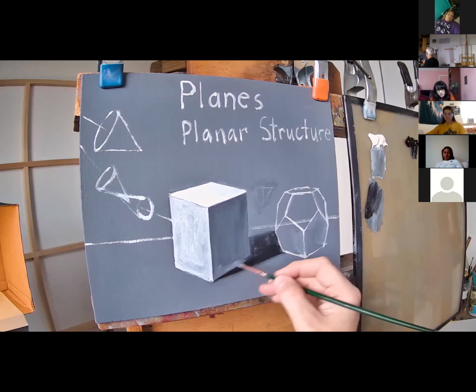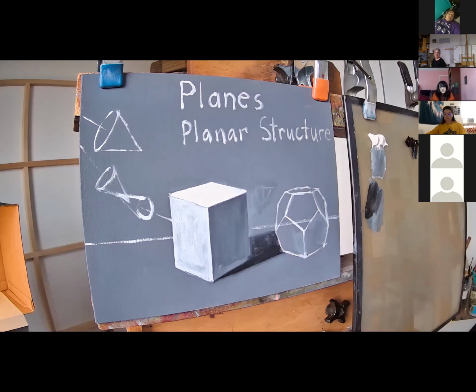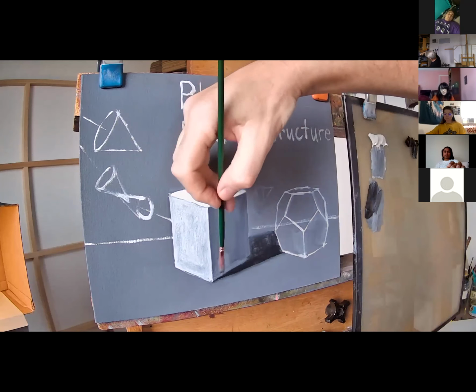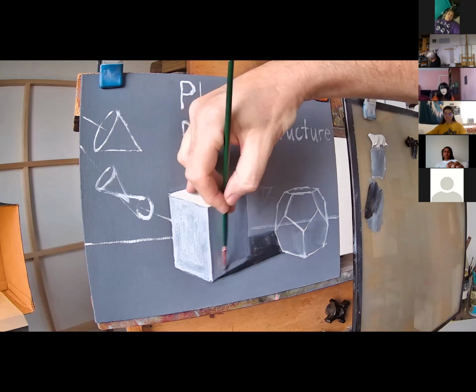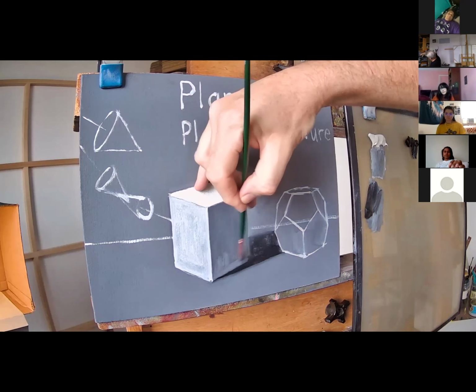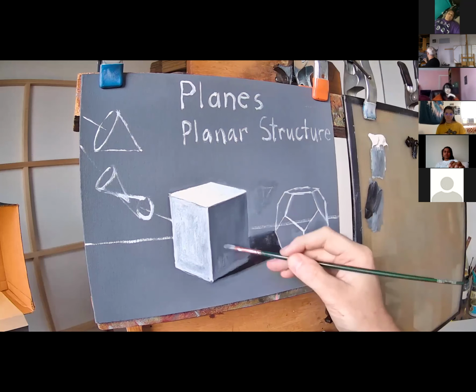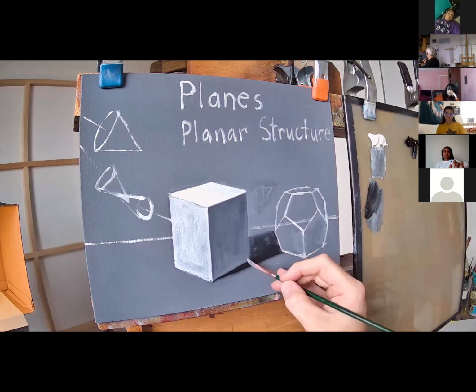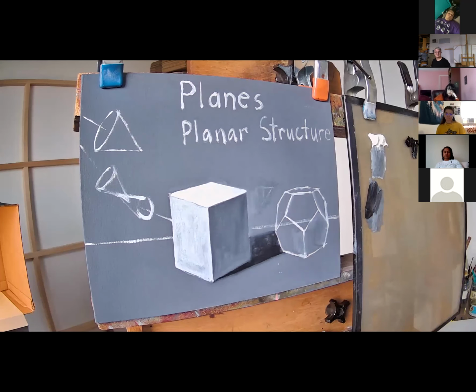So I'm just fixing the drawing a little bit. I think my perspective is moving to the screen. I think that this line should come down a little bit. Better.